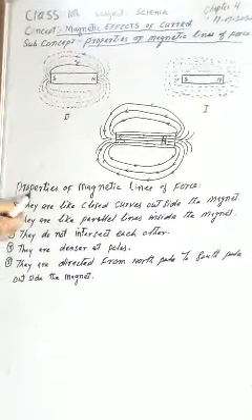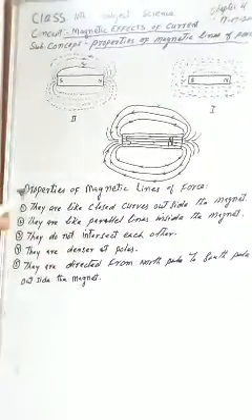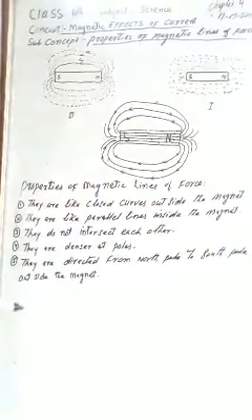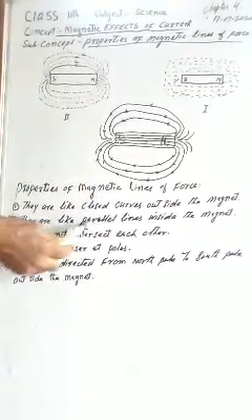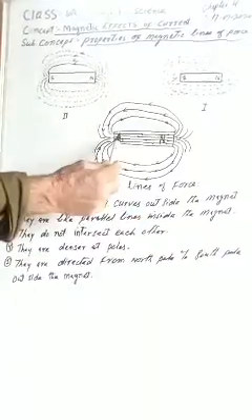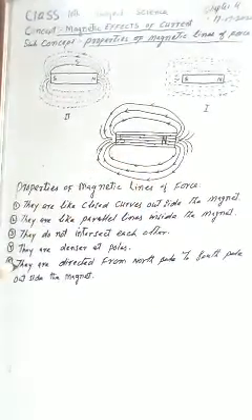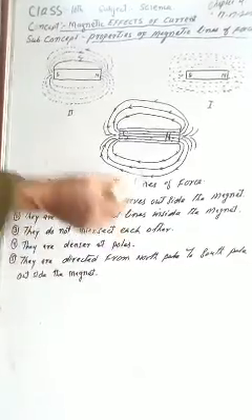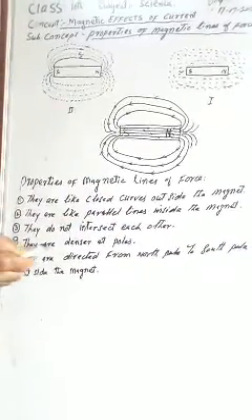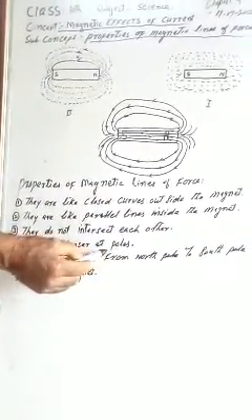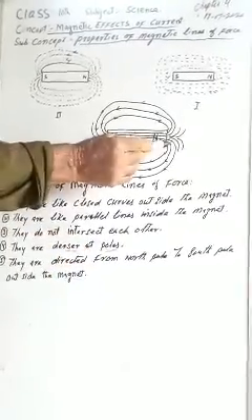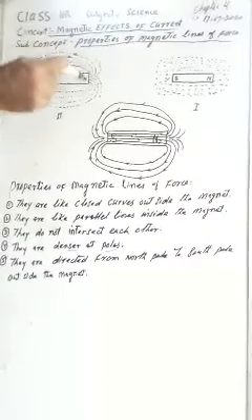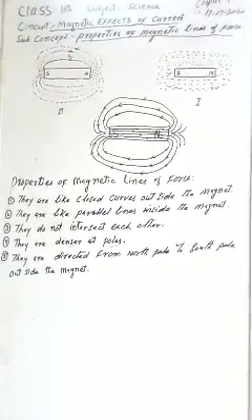Let's have a review. Properties of magnetic lines of force. First property, they are like closed curves outside the magnet. Second property, they are like parallel lines inside the magnet. Number 3, they do not intersect each other. Number 4, they are denser at poles. See, here denser, closer at poles. Their density is greater at poles and lesser on other sides.